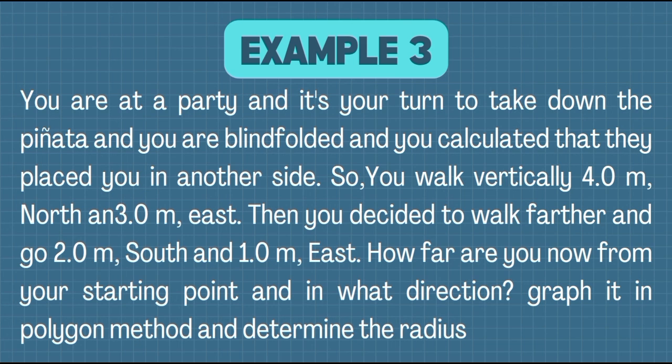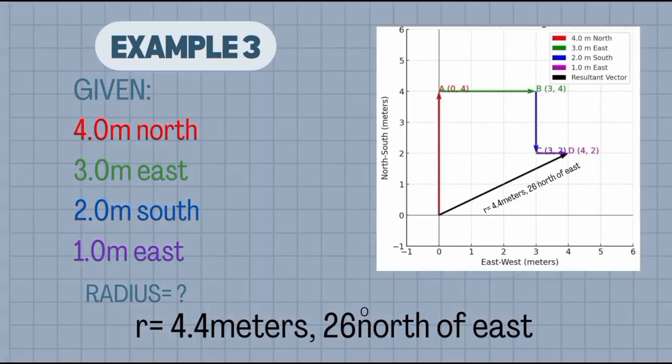In example number 3, you are at a party and it's your turn to take down the piñata, and you are blindfolded and they place you on another side. So you walk 4 meters north and 3 meters east. Then you decide to walk farther and go 2 meters south and 1 meter east. How far are you now from your starting point and in what direction? Graph it in the polygon method and determine the resultant.